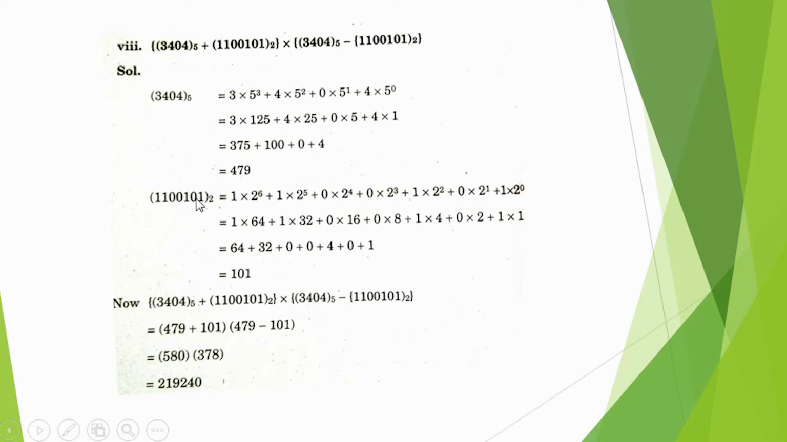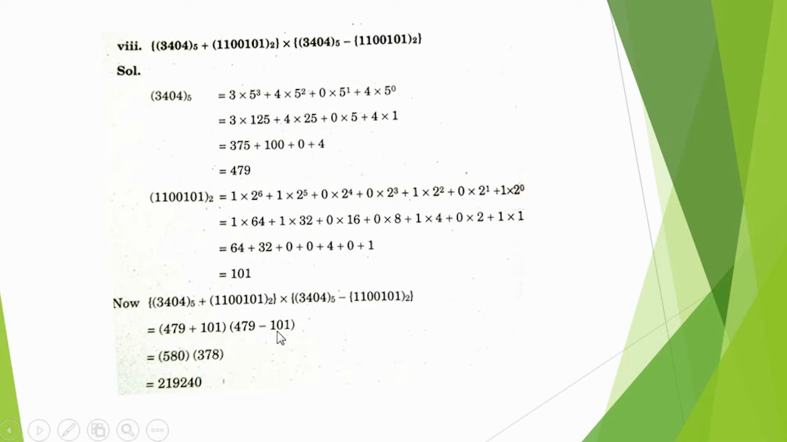Now this binary number converting to decimal number, 1 multiply 2, 1 multiply 2, 0 multiply 2, 0 multiply 2, 1 multiply 2, 0 multiply 2, and 1 multiply 2. Now powers 0, 1, 2, 3, 4, 5, 6. 2 power 6 is 64, 2 power 5 is 32, 2 power 4 is 16, 2 power 3 is 8, 2 power 2 is 4, 2 power 1 is 2, 2 power 0 is equal to 1. Now we multiply these values and add them, 101 comes.